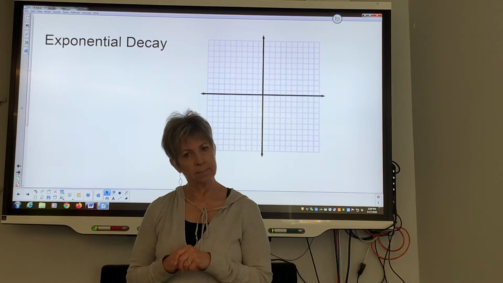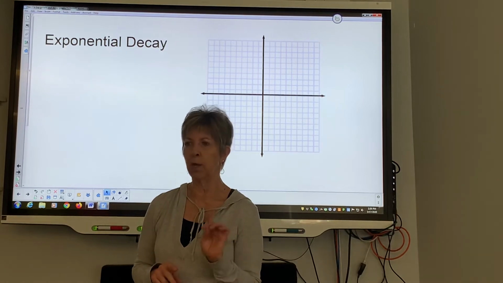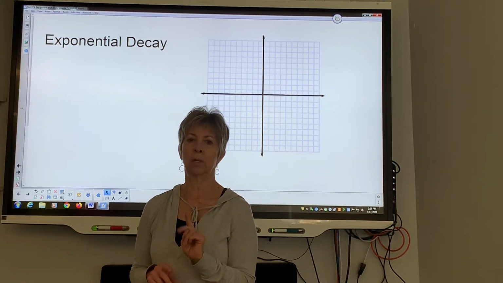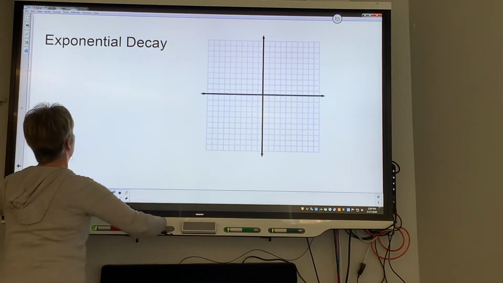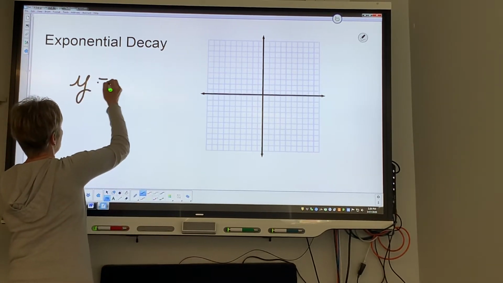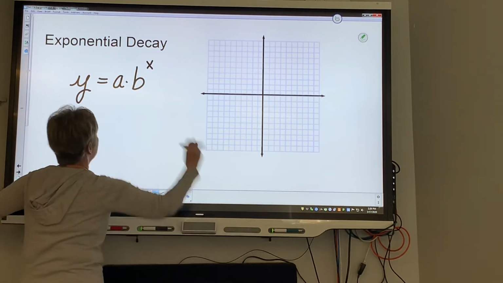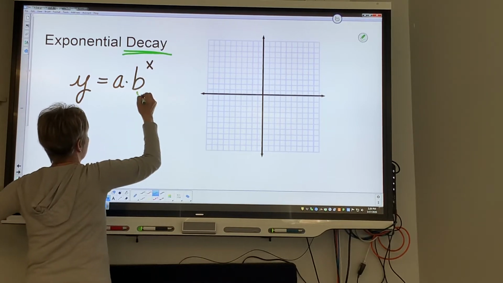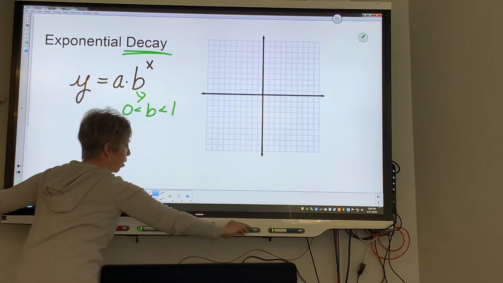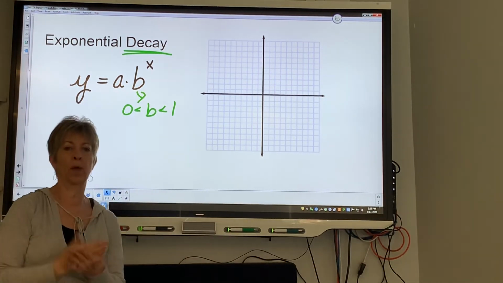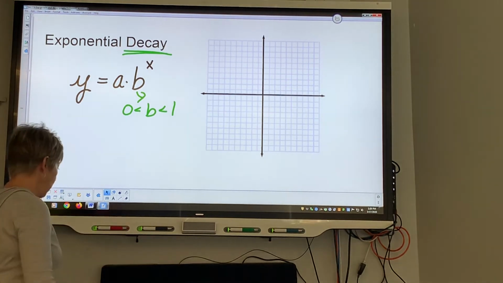Did you think about it? If you said something like a half or a third or a fourth, you're right. Half of 100 is only $50. So an exponential decay function looks the same as an exponential growth function, but in a decay function, the b is some number between 0 and 1, like 1/2, 1/3, 2/3, 4/5, 0.79, whatever.